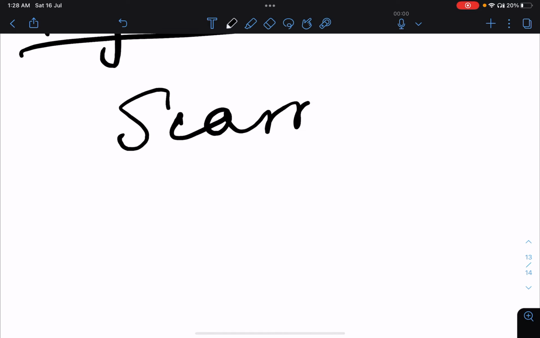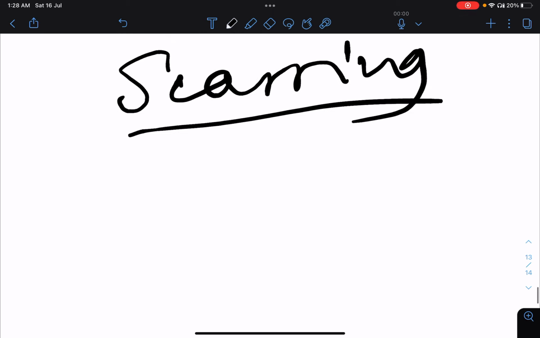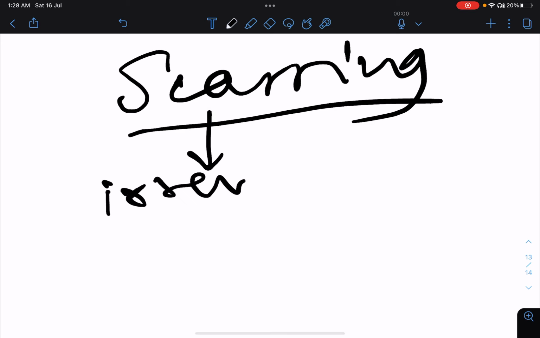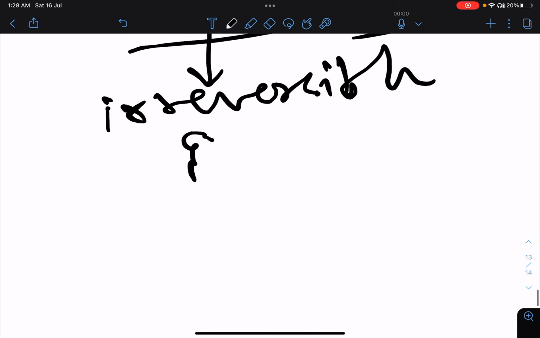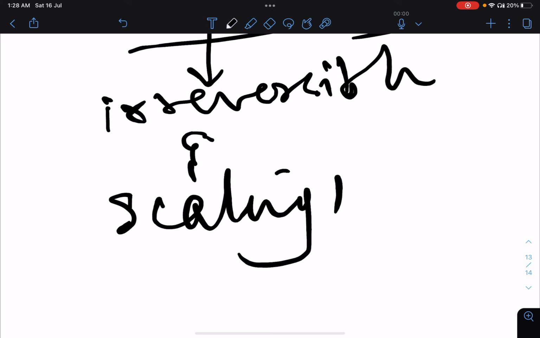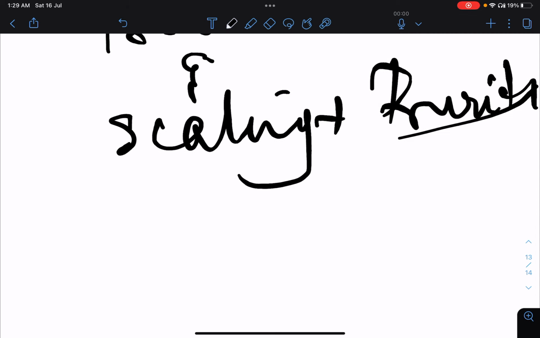Now, when I'm talking about scarring alopecia, scarring means there is a certain amount of scar formed. So it's rather irreversible, and moreover scaling plus pruritus is seen. And if I talk about the non-scarring type, obviously your hair shaft is lost, or the hair follicle is lost.